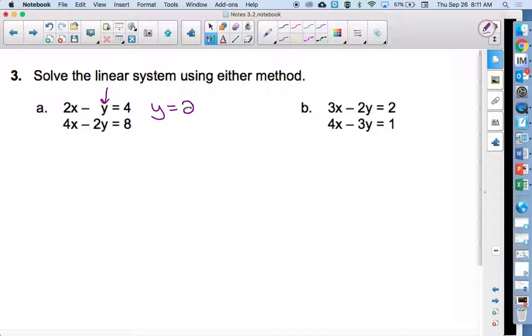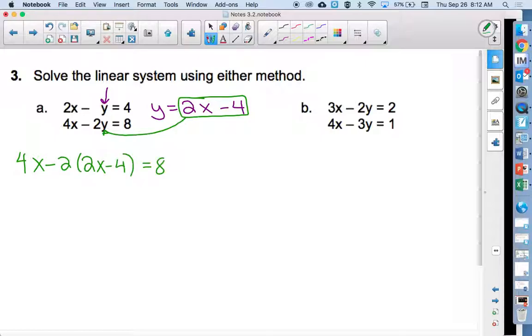So my equation would become y equals 2x and then minus 4. So taking the y to the other side, getting y by itself, it has a negative in front of it. That would make 2x minus 4. And then substitution says take that and plug it in. So again, your homework, each problem doesn't have to be done both ways. But I want you to use those 2 methods for those 6 problems.